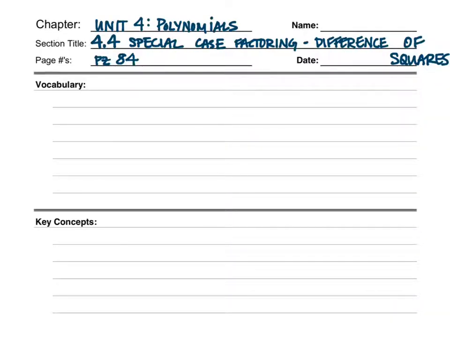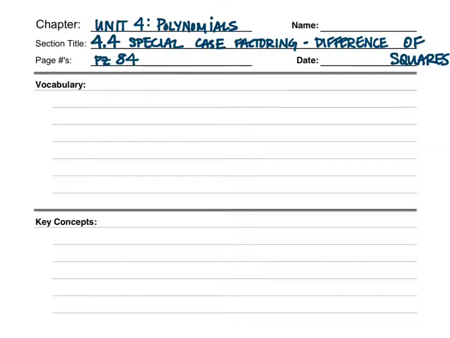Hello and welcome back. We're in Unit 4 on polynomials. This is section 4.4 on special case factoring. This is the difference of squares special case factoring, which we're using Pizzazz page 84 as a practice page. And we're going to use the vocabulary words that we've been using in the past.